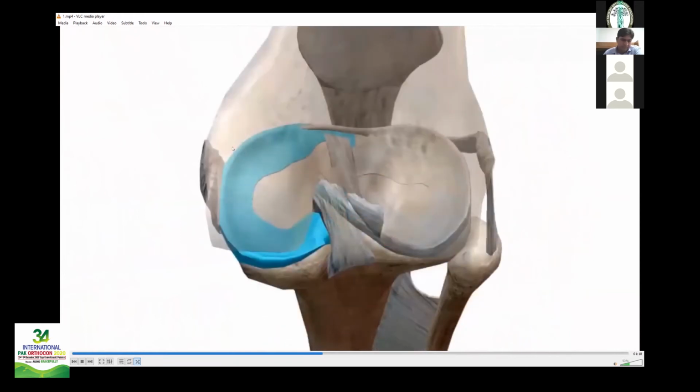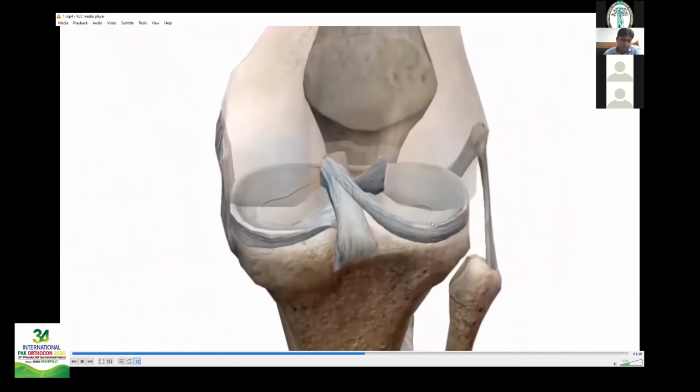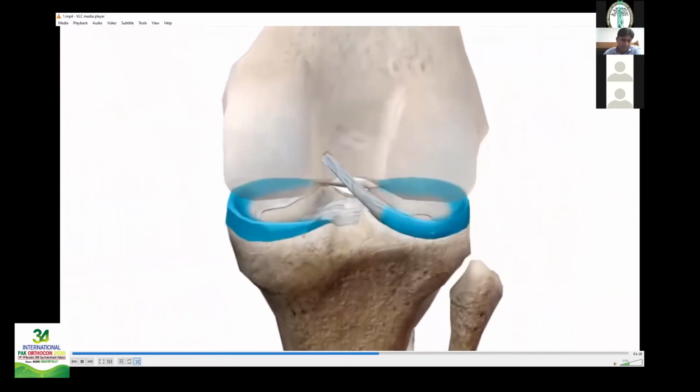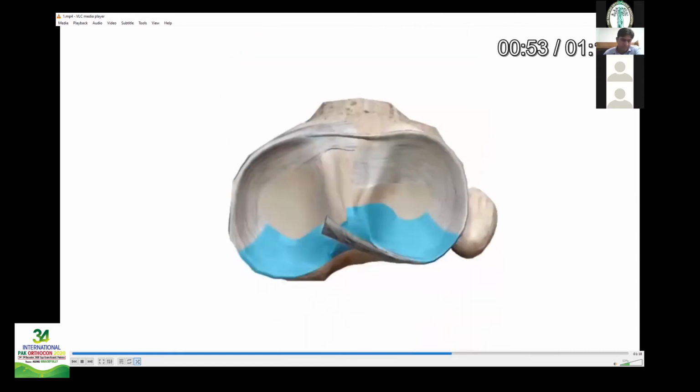Now, this is the medial meniscus, and this is the lateral meniscus. And the important thing is that this part of the meniscus, which is now colored in a light blue tone, is the vascular part, or the outer part of the meniscus, which is being supplied by the blood.